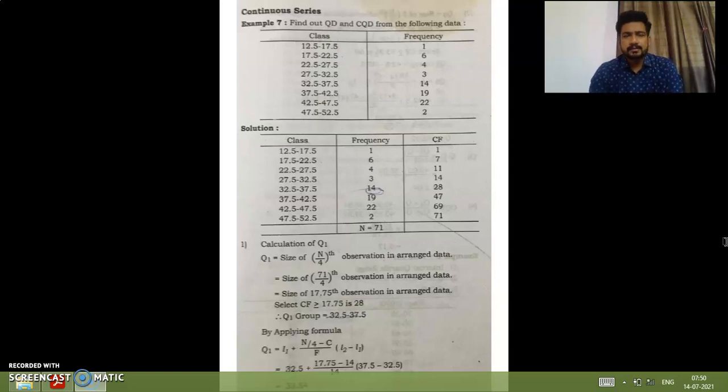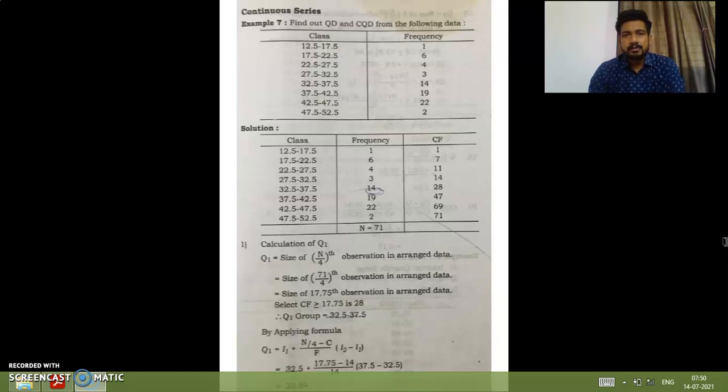In the last lecture, we did the discrete series and individual series of quartile deviation and coefficient of quartile deviation. This lecture is devoted only to continuous series, because I think continuous series is more important than the simple series, whether you call it an individual series or a discrete series.